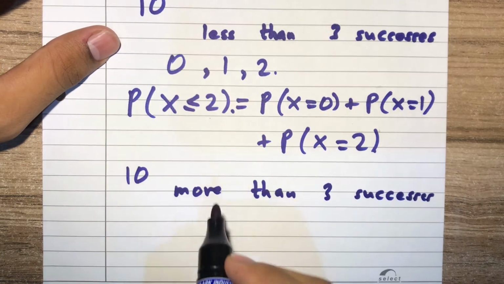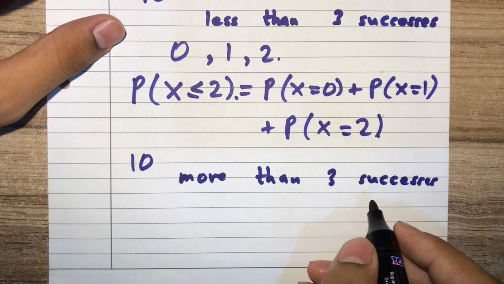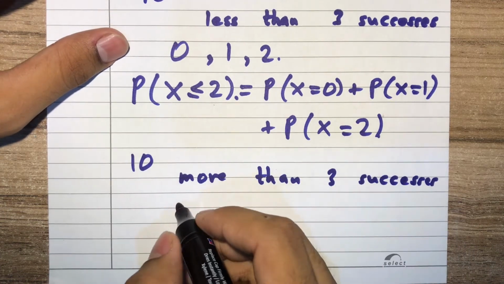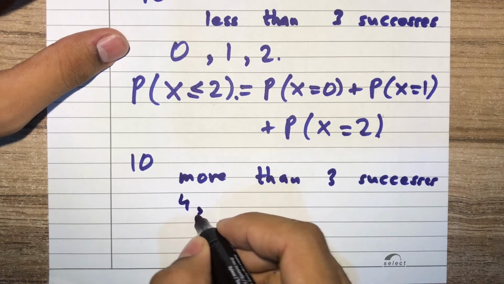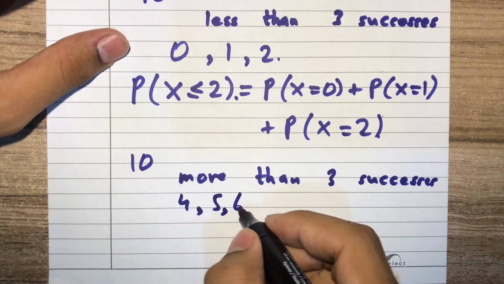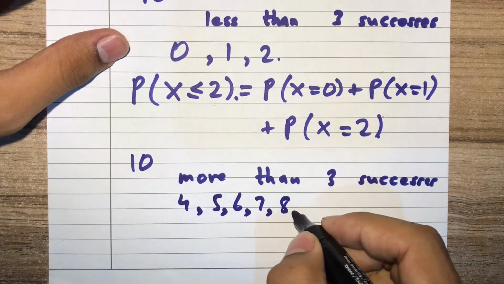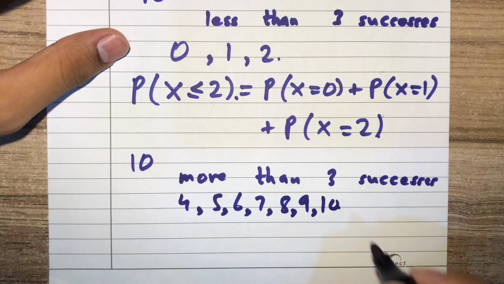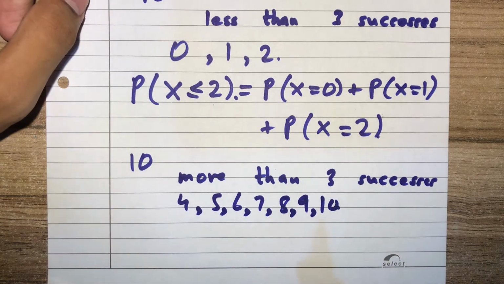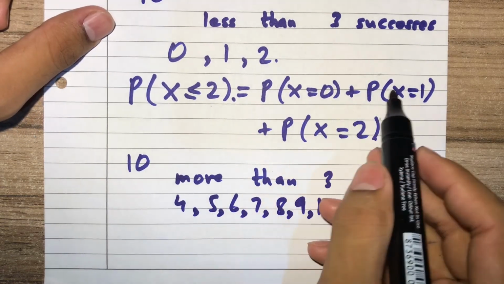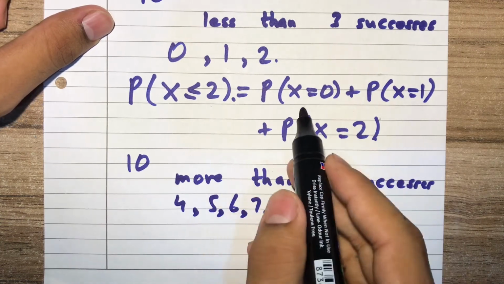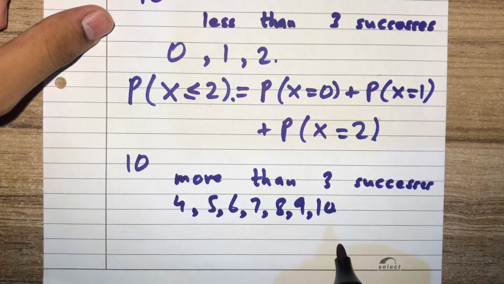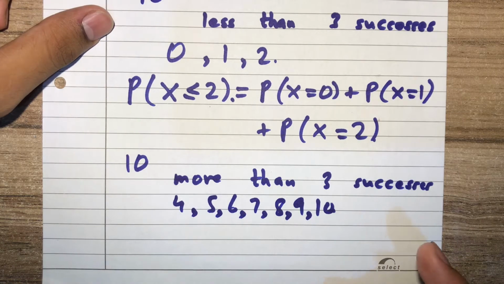First it was less, now it's more than 3 successes. So basically there can be 4 successes, 5, 6, 7, 8, 9, or all successes. Now one thing you could do is use this formula again. You'll have P(X=4) plus P(X=5) plus P(X=6), and then you add them all up.